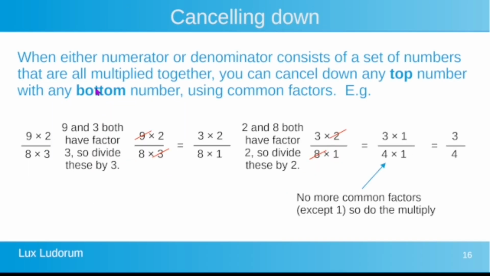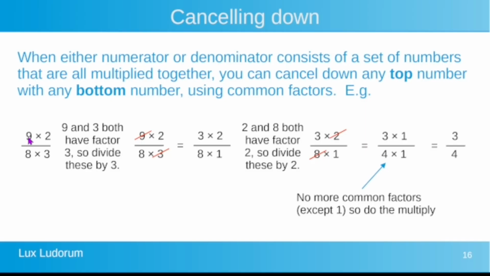Here we are cancelling down. When either the numerator or the denominator consists of a set of numbers that are all multiplied together, you can cancel down any top number with any bottom number using common factors to those two numbers. For example, here we've got 9 being multiplied by 2 and 8 being multiplied by 3, so it's multiply all the way there, multiply all the way on the bottom, so we can use this method.